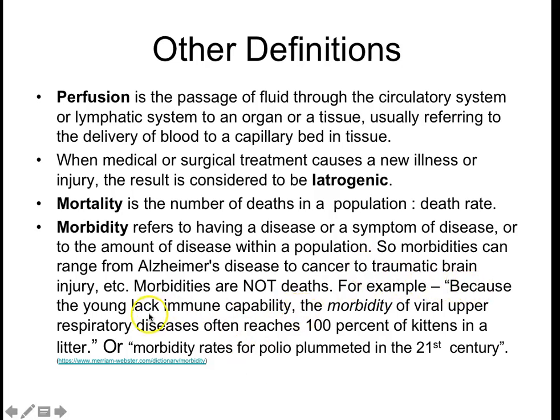So because the young lack immune capability, the morbidity of viral upper respiratory disease reaches 100% in kittens in a litter. You never guess, I have cats. Or morbidity rates for polio plummeted in the 21st century. Another thing about morbidity could be the morbidity in the United States of people developing cardiovascular disease is quite high. So it's not death, but it is how a disease is playing out in a population.